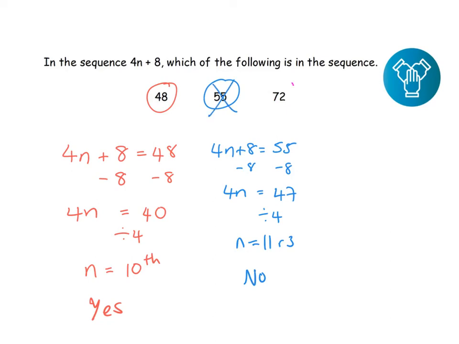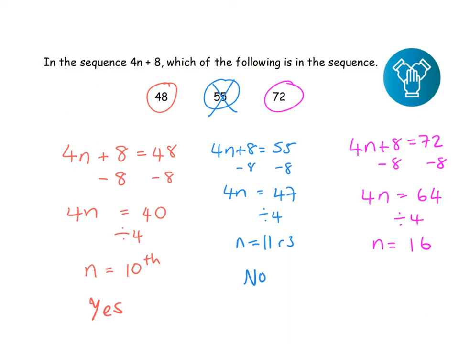And then finally, we'll go with 72. So repeat the process. Show the steps for solving. Divide by 4. So it's the 16th number in the sequence, and the answer is yes. So the 48 and the 72 are both in the sequence, but not the 55. And I've got to show the steps to be able to express my answer with explanation.